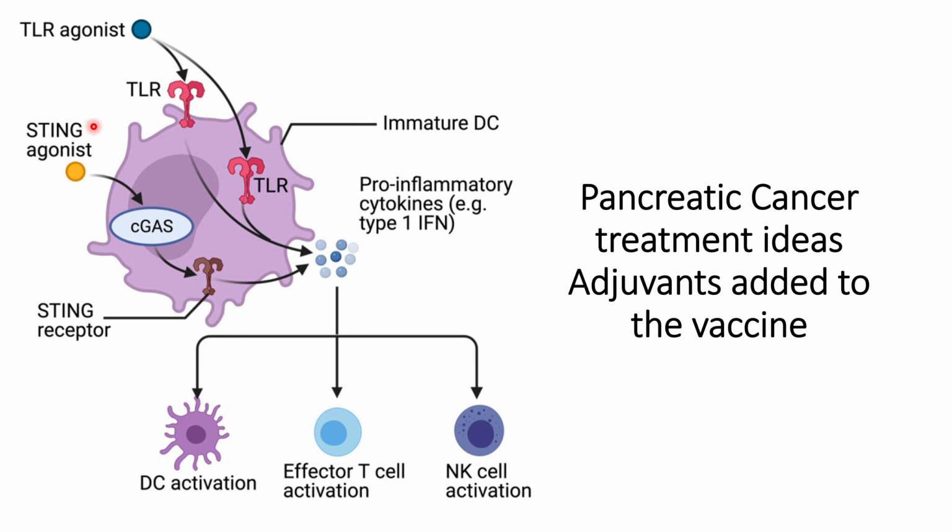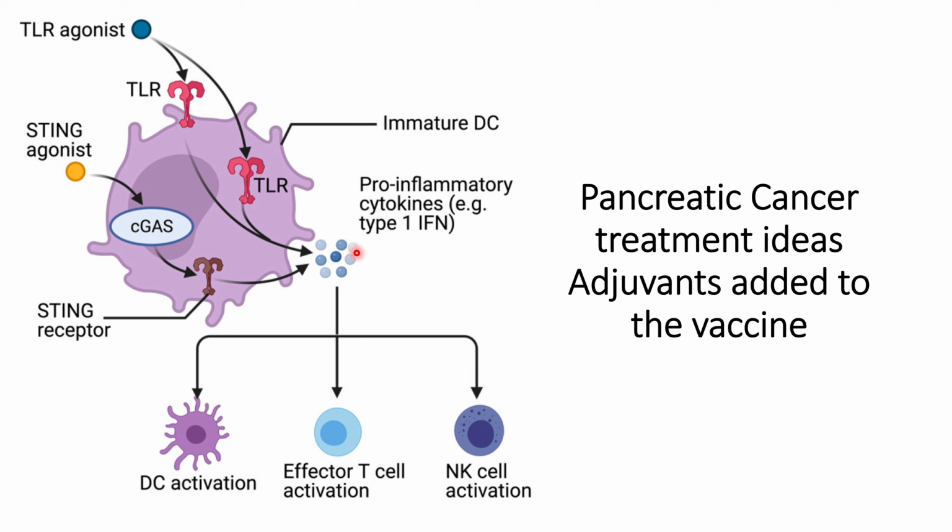Both of these agonists, when added to the vaccine and the vaccine is injected into the patient, will work as follows: the TLR agonist will interact with the TLR receptors and the STING agonist will interact with the STING receptors that are usually found in dendritic cells. The STING receptors lead to the activation of the cGAS signaling pathway, and the toll-like receptors also lead to downstream signaling pathway activations in the immature dendritic cells, which will lead to the release of pro-inflammatory cytokines such as type 1 interferon.